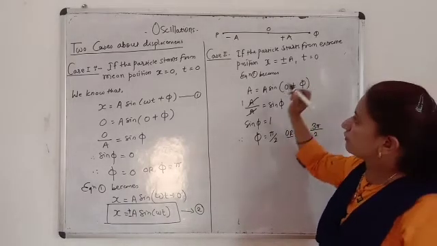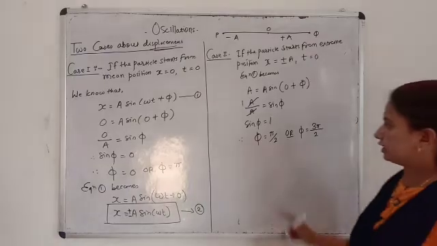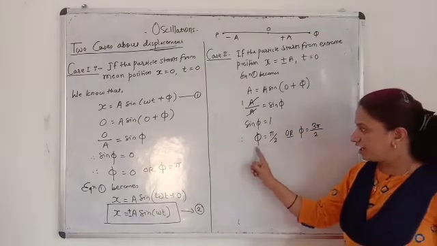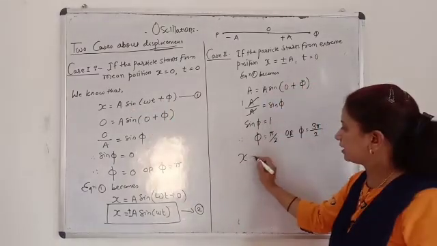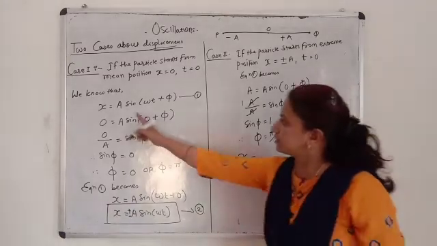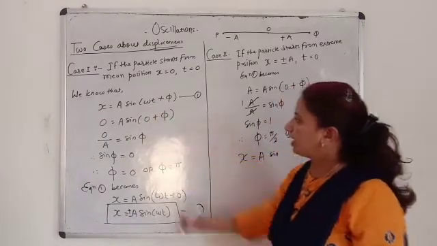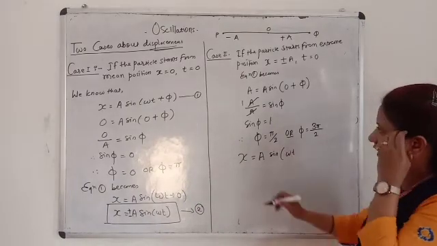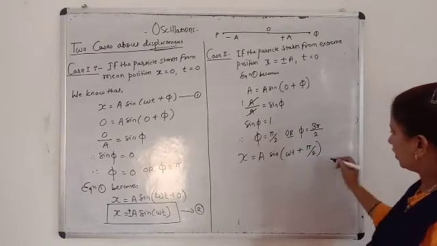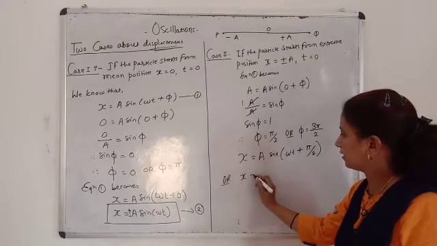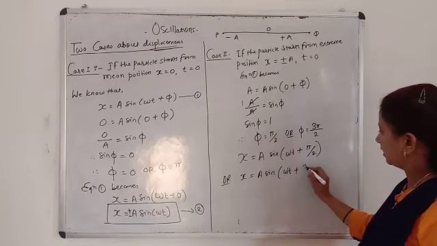So the expression for displacement if the particle starts from extreme position: the value of phi we found, pi by 2 or 3 pi by 2, we will put into equation 1. So the displacement x at the extreme position becomes x equals to a sine of omega t plus phi, where we take the value of phi as pi by 2, or this equation becomes x equals to a sine of omega t plus 3 pi by 2.